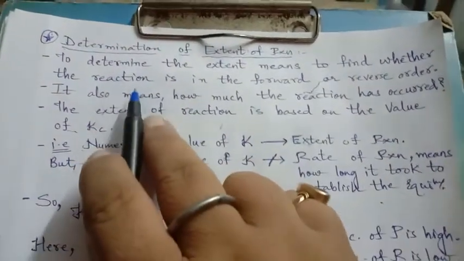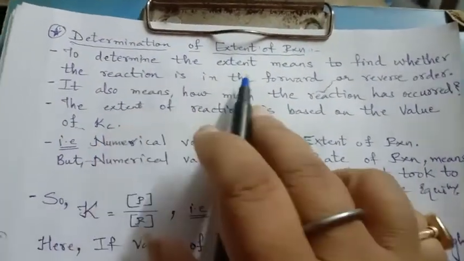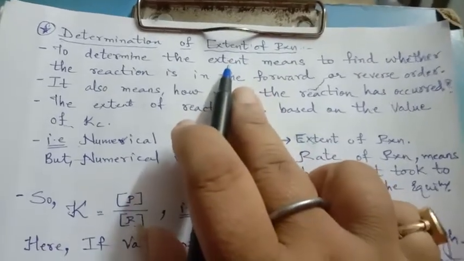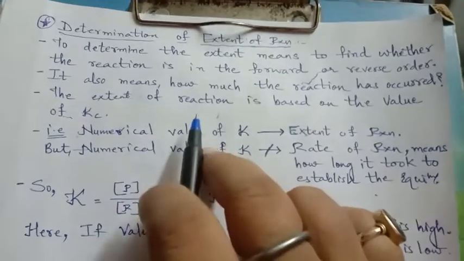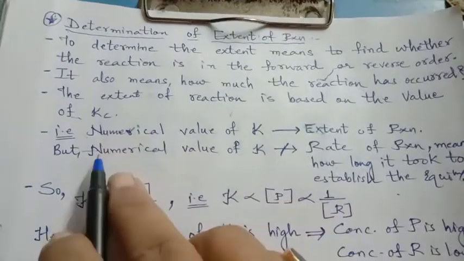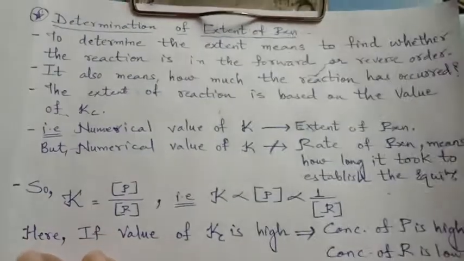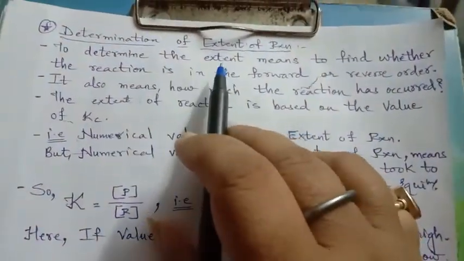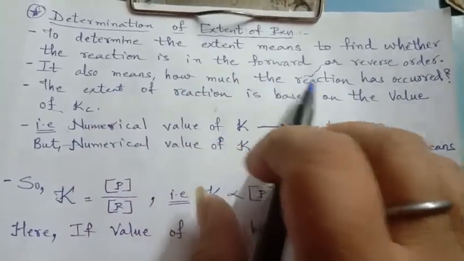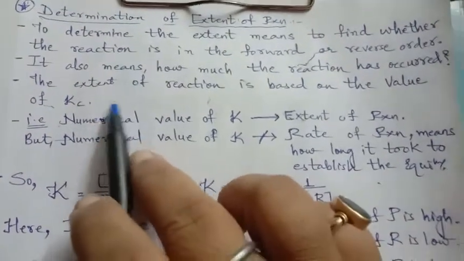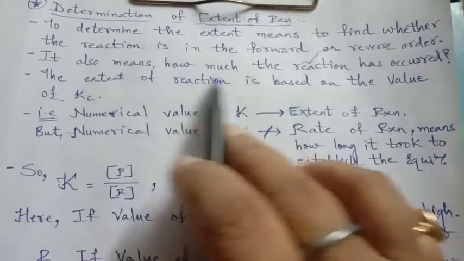The first is determination of extent of reaction. Now when we say extent, what does it mean? It means to find out whether the reaction is in the forward or reverse direction. That means whether the reactants are reacting to give the products or the products are reacting to give back the reactants. That is termed as extent of the reaction. It also means how much the reaction has occurred. The extent of reaction is based on the value of Kc.